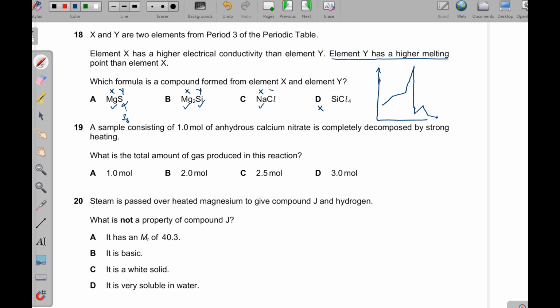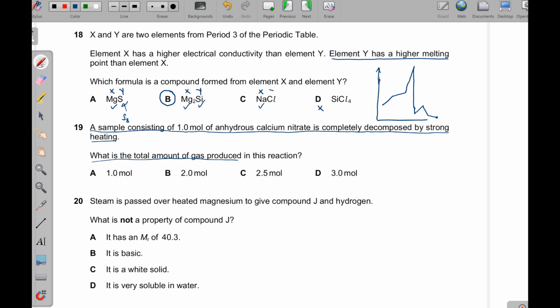So there is another tick here. That means our answer actually is supposed to be B. This chlorine here, which is here, its melting point is below this one of sodium. You see that? So that is why our answer is what? B. Question 19. A sample consisting of 1 mole of anhydrous calcium nitrate is completely decomposed by strong heating.